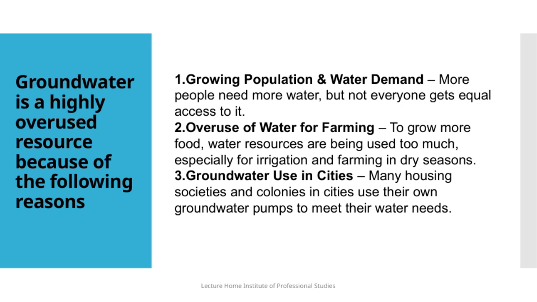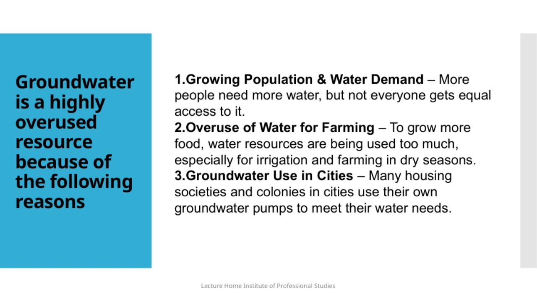Next, let's consider the overuse of water for farming. Farmers often use large amounts of water, especially through irrigation, to grow enough food. During dry seasons, this overuse becomes even more problematic, putting additional stress on our water resources.